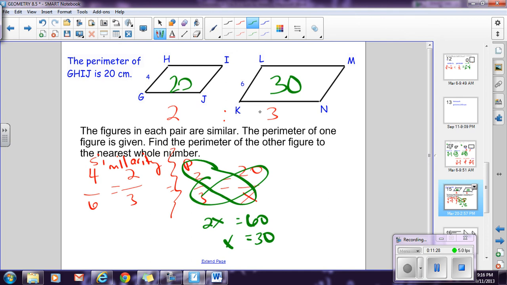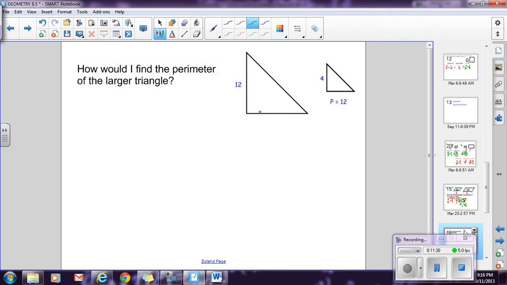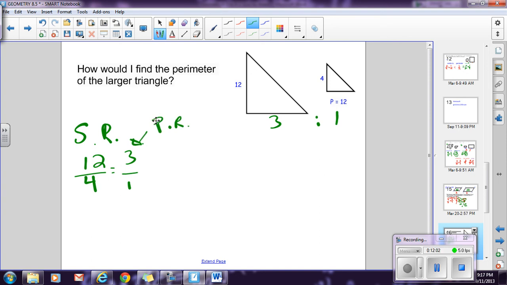Now what happens on this one? Let's do another example. How would I find the perimeter of the larger triangle? Well, let's first figure out the similarity. I'm going to write SR. The similarity ratio is 12 to 4, which reduces by 4s, and I get 3 to 1, meaning this one is 3 times bigger than this one. This also means this is their PR, the perimeter ratio.